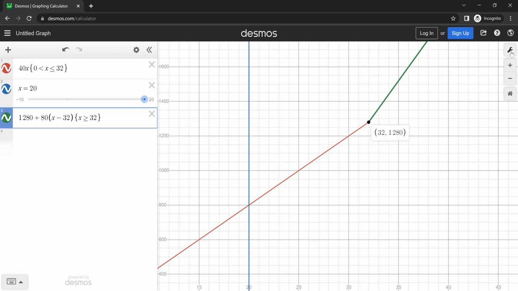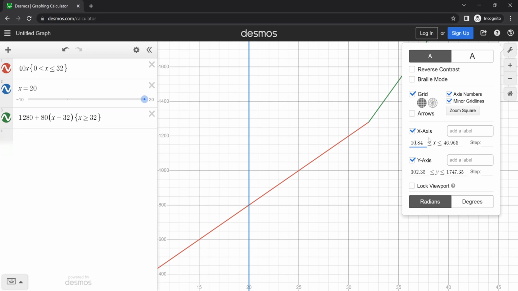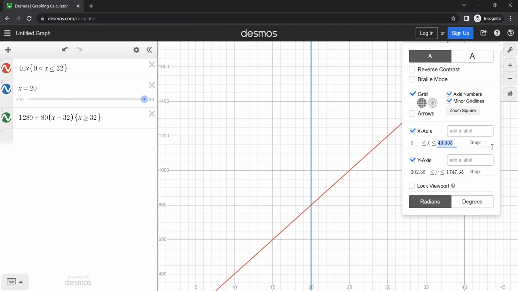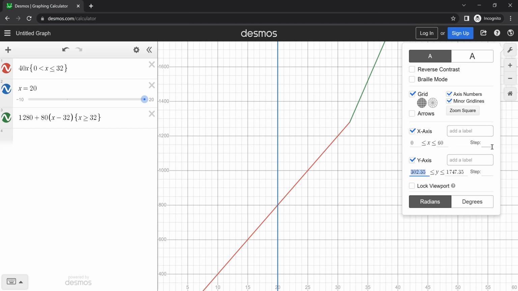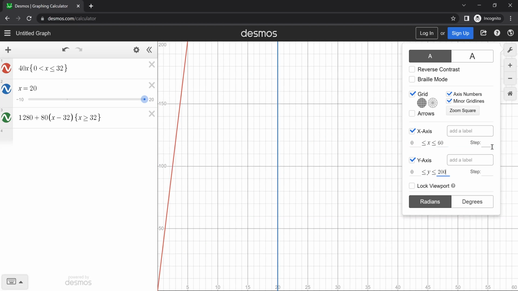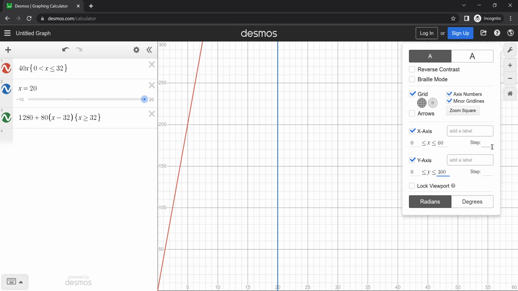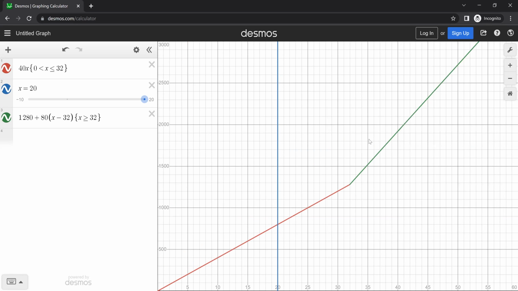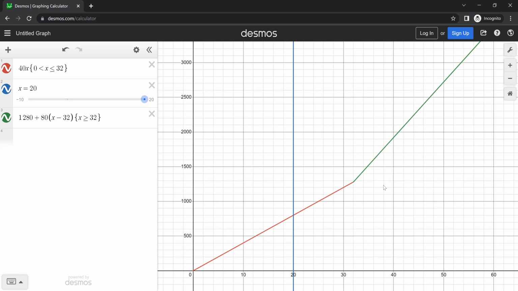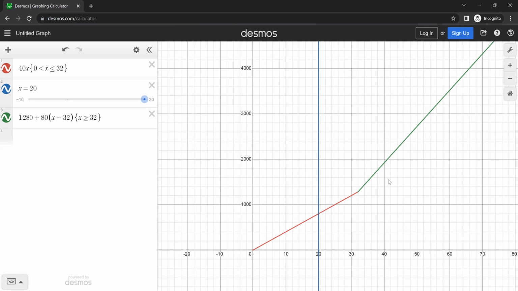Now I'm going to change the window a little bit. I don't even know what a reasonable number of hours per week is, but I'll just go to 60, and then we'll go up to like 1,000-ish. We need to go a little higher. Let's go 3,000. That looks okay to my eye. Actually, I guess we can go out a little further.